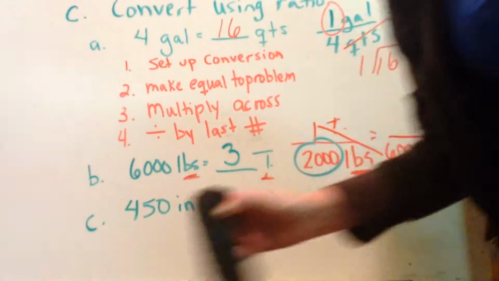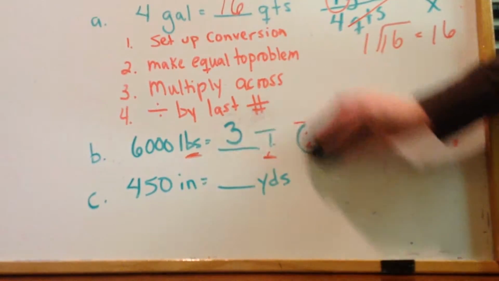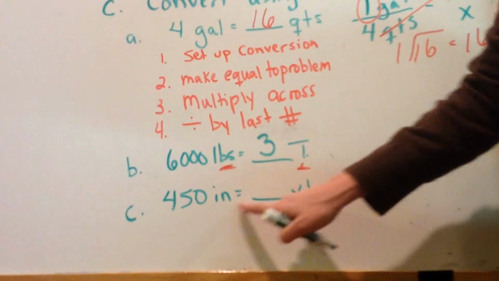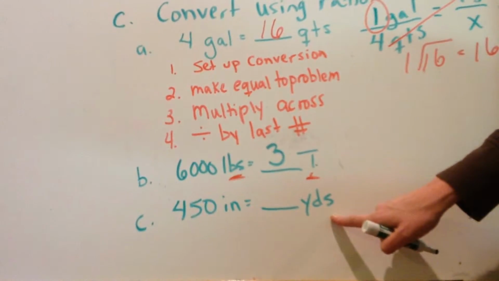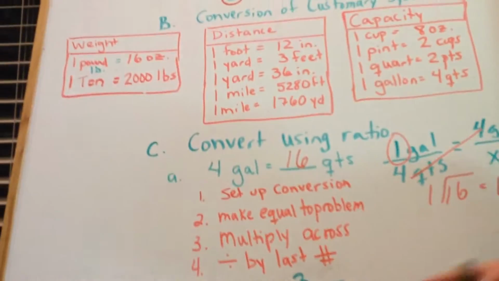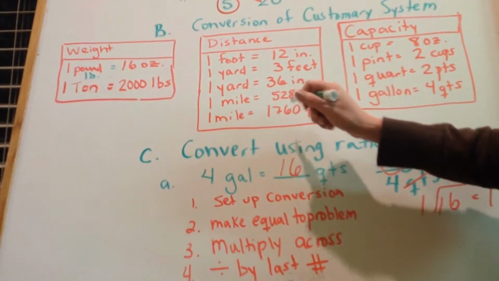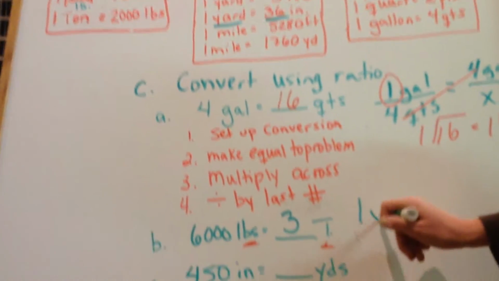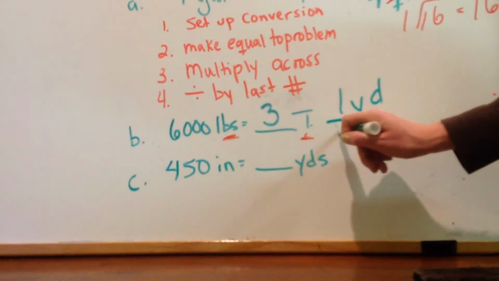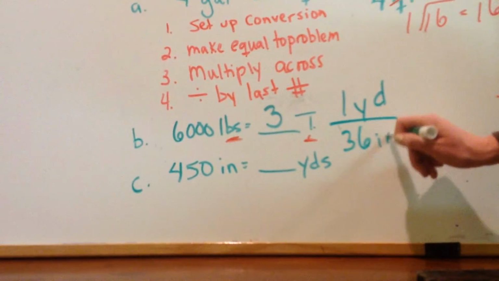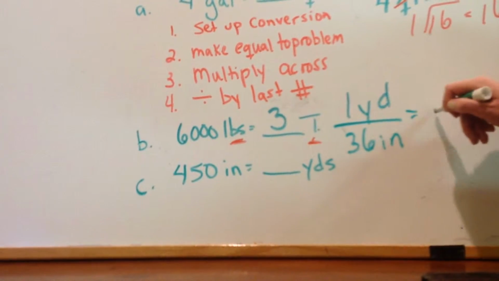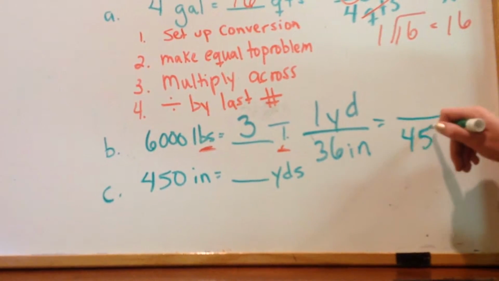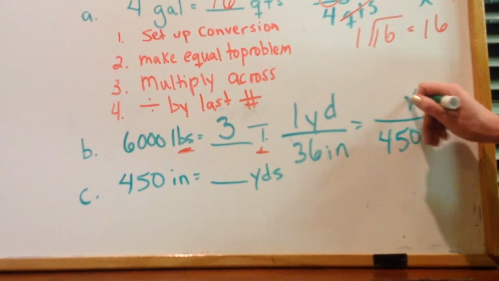Okay, the last one we're going to try is 450 inches is equal to how many yards? So step one, set up your conversion. So we look for inches and yards on our chart, and we have it right here. We have inches and yards. So 1 yard is equal to 36 inches. Step two, make it equal to the problem. 450 inches, so I gotta put that on the bottom, inches go with inches, is equal to how many yards?